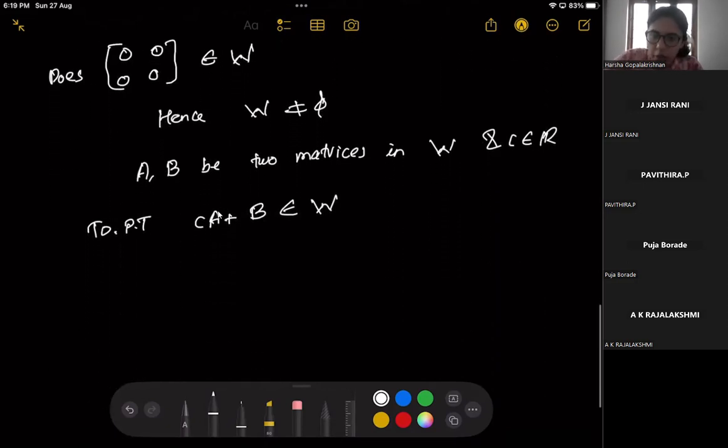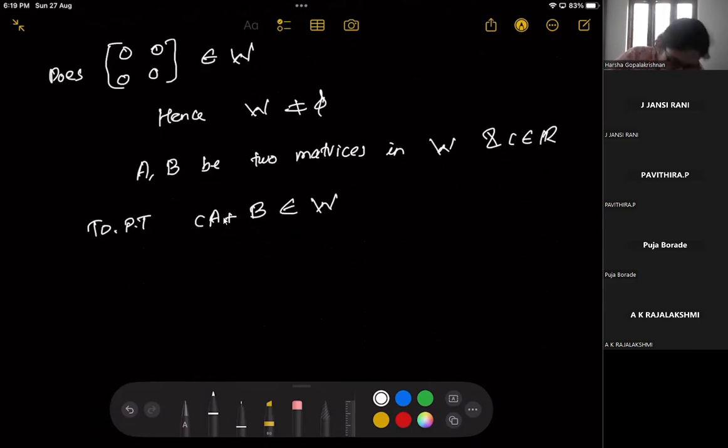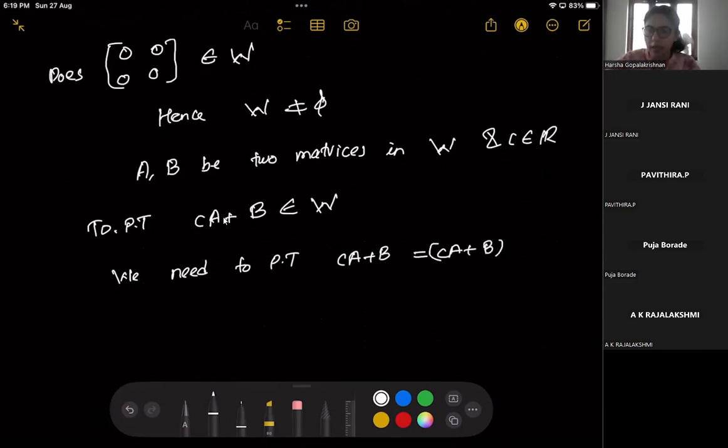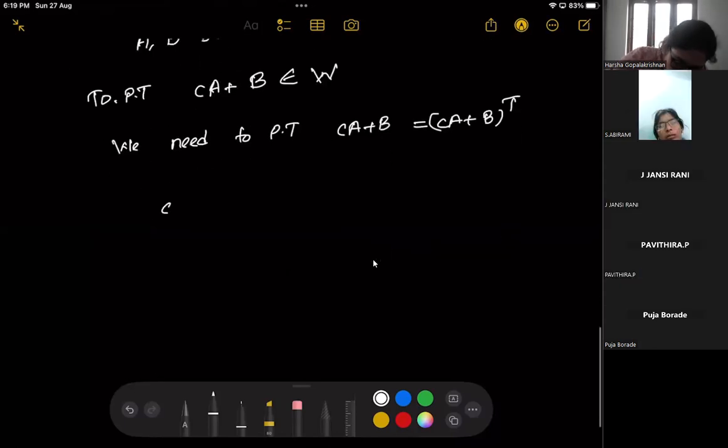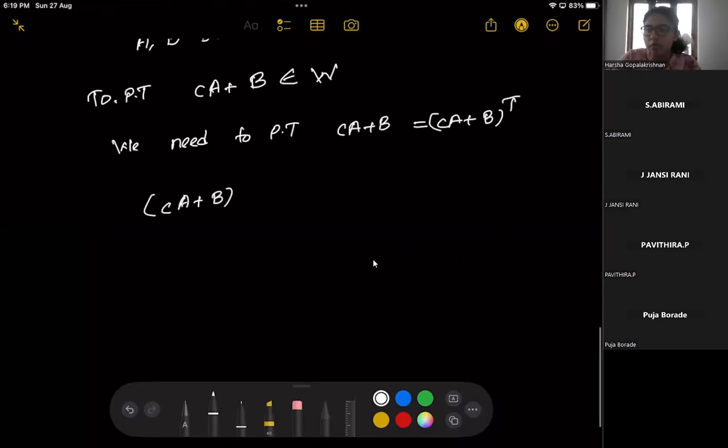So here, to prove it is in W, we need to prove that it is a symmetric matrix. We need to prove that (cA + B) equals (cA + B) transpose. If this condition is satisfied, then we are done, W is a subspace. Now, let us see. What is (cA + B) transpose?